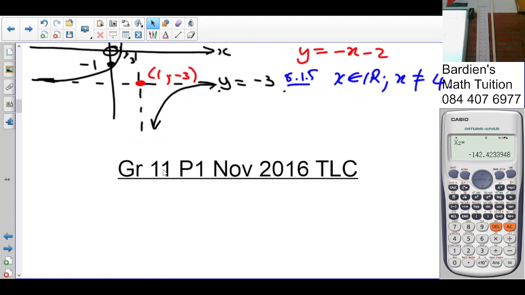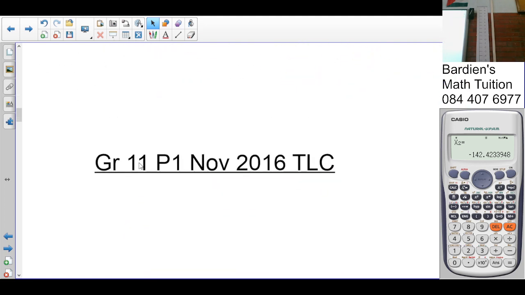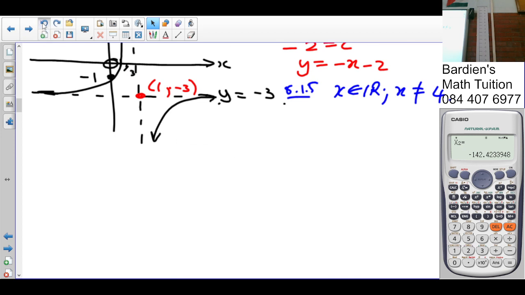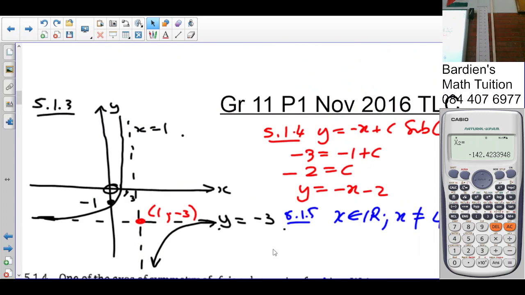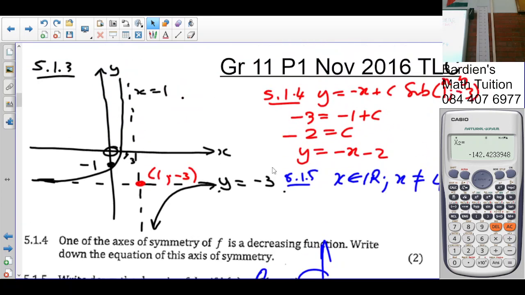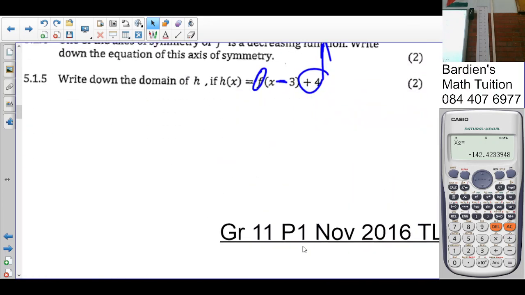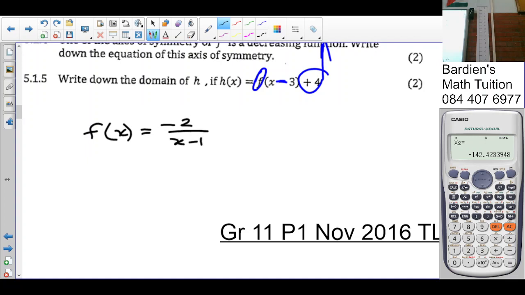Yeah, here's the next one. Yes? Sorry? Yeah, x cannot be equal to 2. Because if you calculate h of x, and then you put x minus 3 in brackets, okay, I know what you're saying. So just give me that equation there quickly. You got f of x is equal to negative 2 over x minus 1, the normal function given. Minus 3. No, that's the equation given.